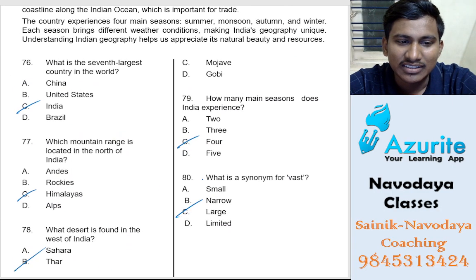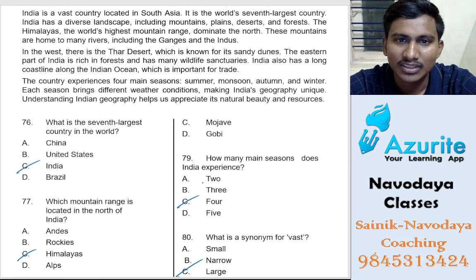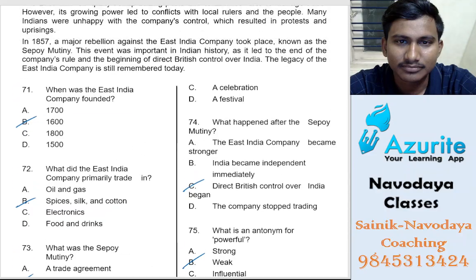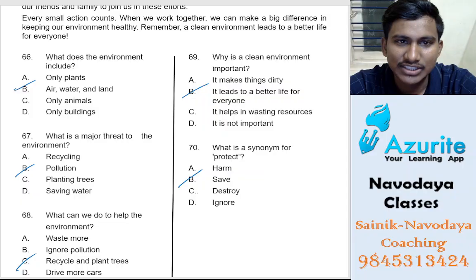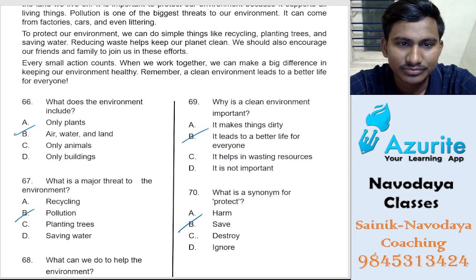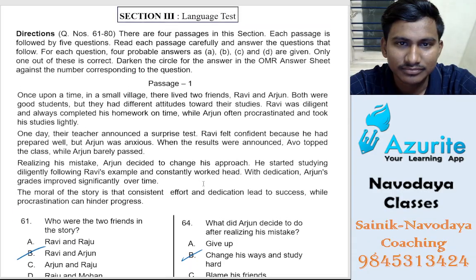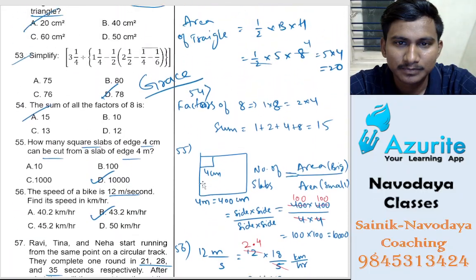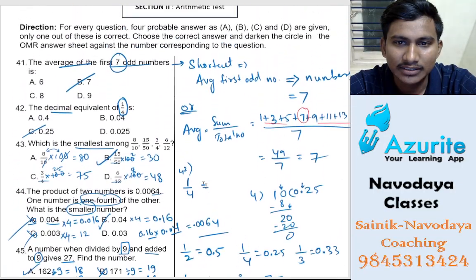So this is the answer for passage 4, and these are the answers for passage 3. These are the answers for passage 2. These are the answers for passage 1. And we already solved the maths. Then let's go to the mental ability.